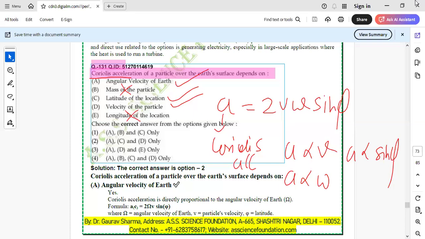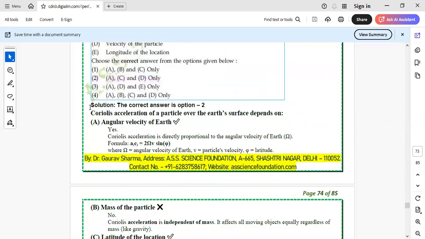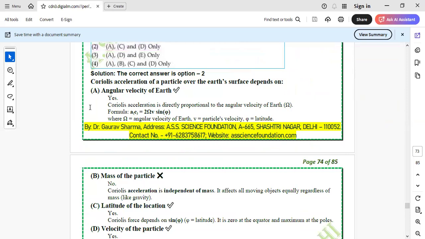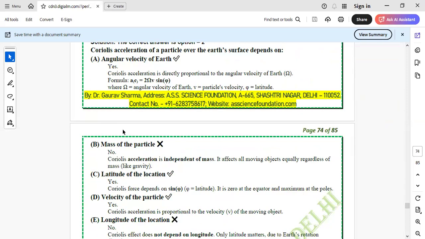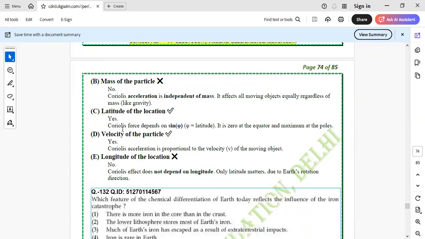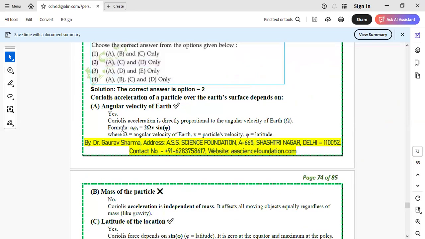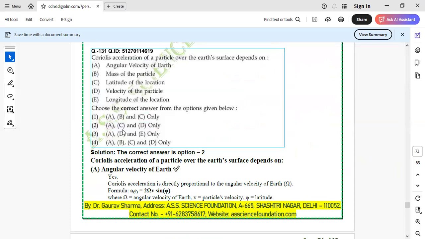It is a very simple question, repeated n number of times. The correct answer here will be second, though we have attached all the explanation as shown below: 2v omega sine phi. Angular velocity, yes. Mass of the particle, no. Latitude of the location, yes. Velocity of the particle, yes. Longitude of the location, no. So the correct answer for 131 is second, and it's a very easy question that has come into the exam multiple times.